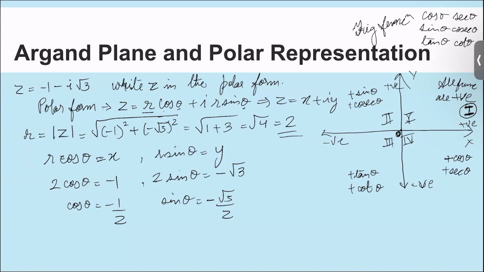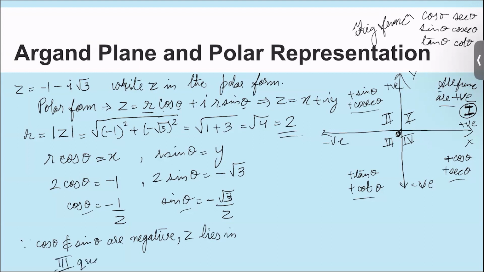Now over here, you can see that both cos theta and sin theta are negative. As per the rules we have just established, in the third quadrant all the functions except tan theta and cot theta are negative. So your complex number lies in the third quadrant. Since cos theta and sin theta are negative, z lies in the third quadrant.